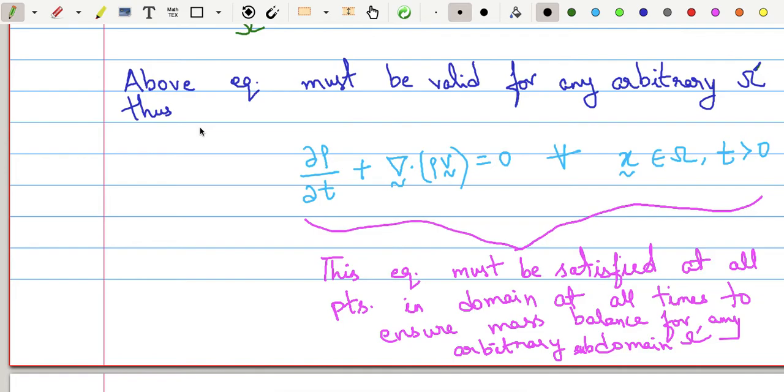So for mass conservation to be true, for any arbitrary subdomain, this equation must be valid at all points at all times. So this over here is your governing PDE for mass balance.